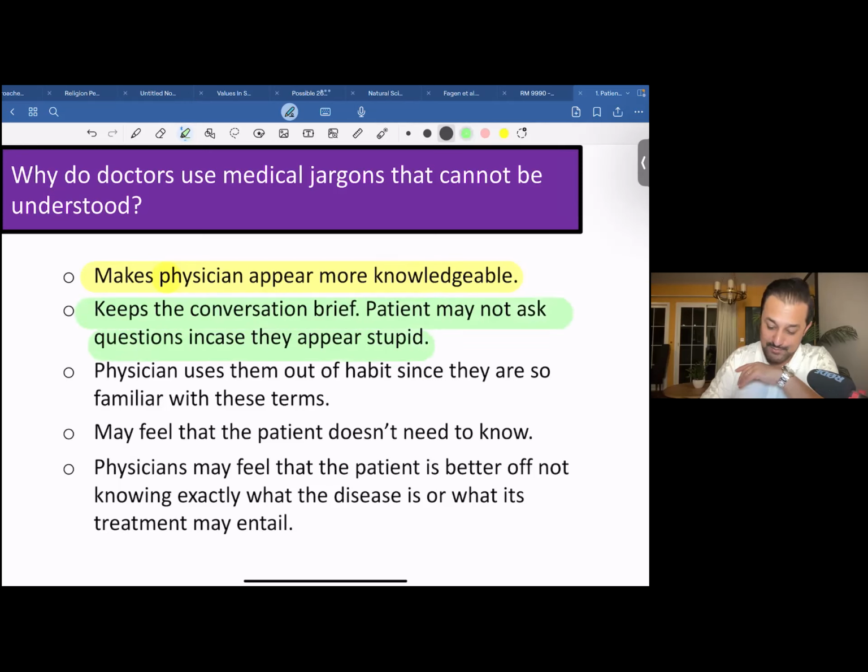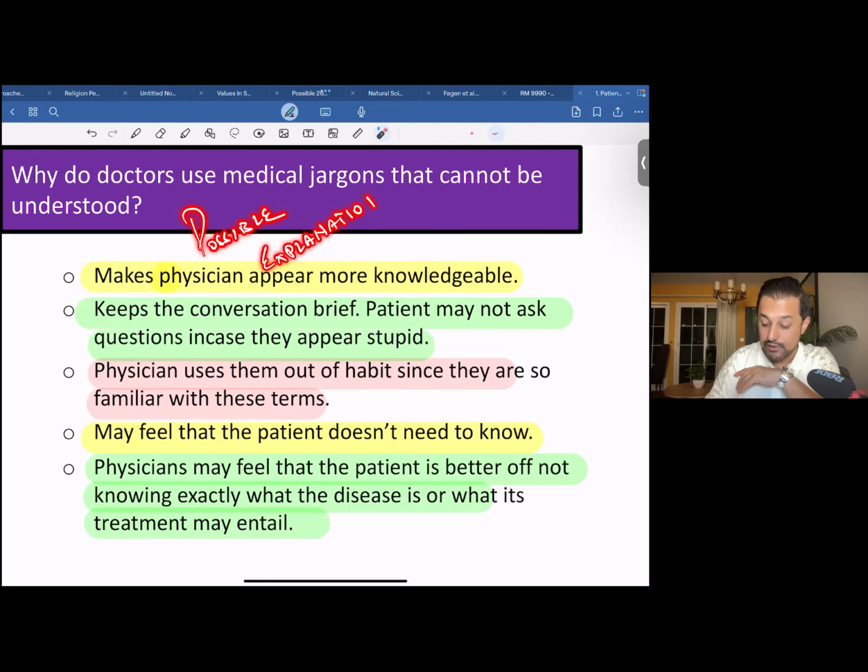I think that's pretty self-explanatory. Physicians use them out of habit since they are so familiar with these terms. Out of habit. Number 4, they may feel that the patient doesn't need to know more. The physician may feel that the patient is better off not knowing exactly what the disease is or what its treatment might entail. So these could be possible explanations as to why doctors end up using a lot of medical terms or medical jargons.